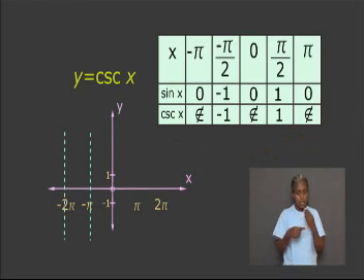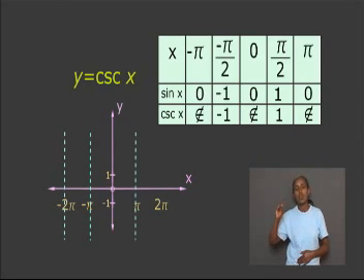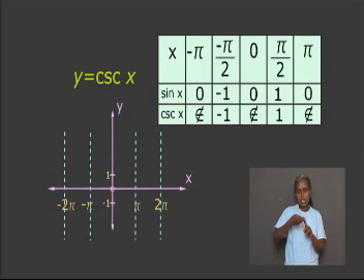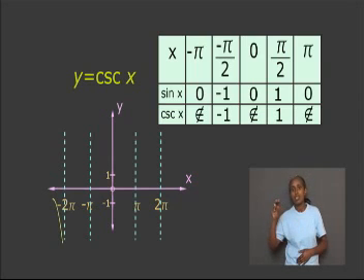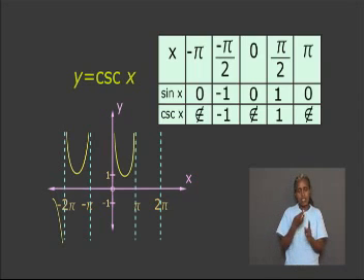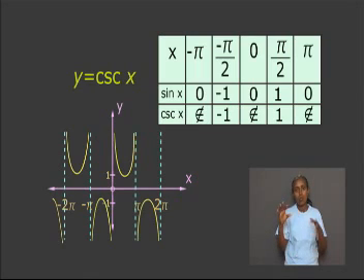Since we know that the cosecant function is the reciprocal of the sine function, we can take the reciprocals of the non-zero ordinates on the graph of the sine function to obtain the graph of y equals cosecant x.